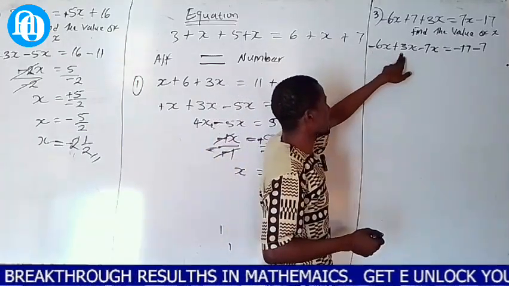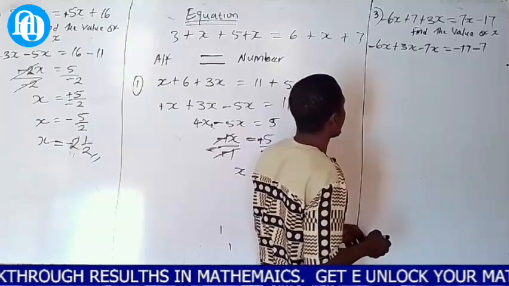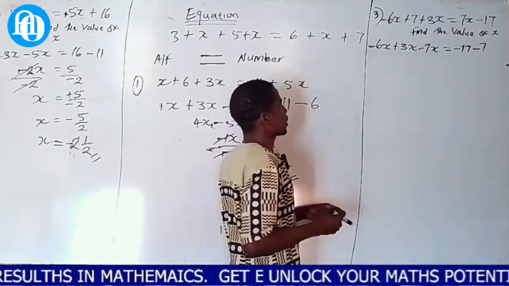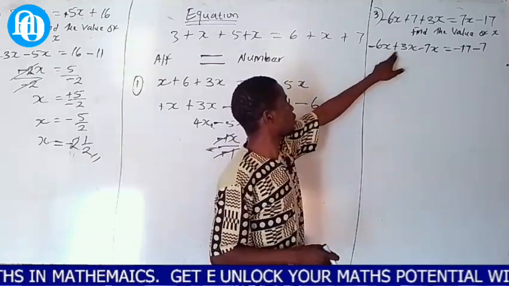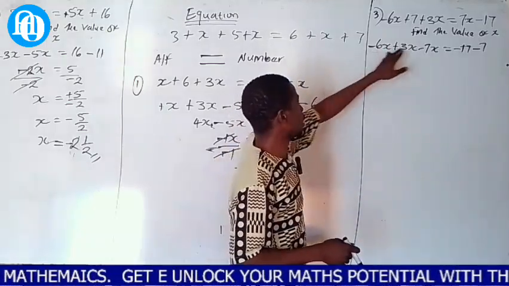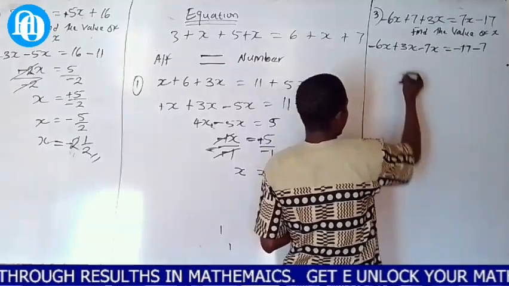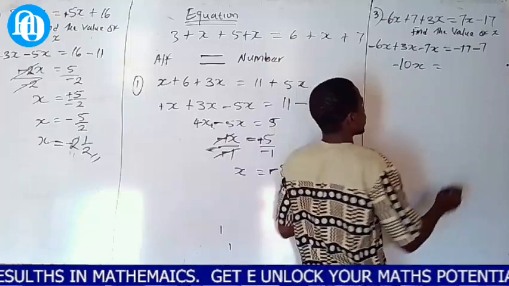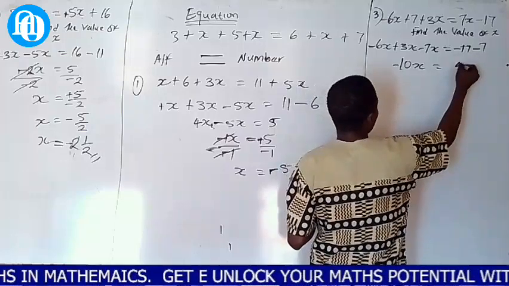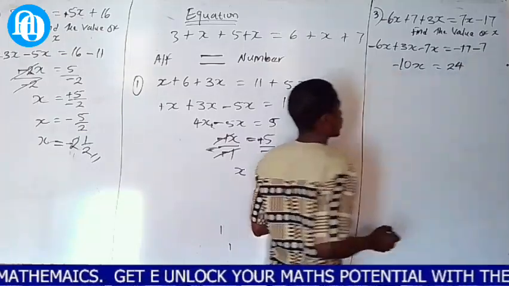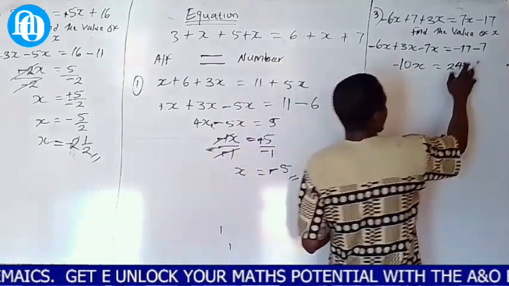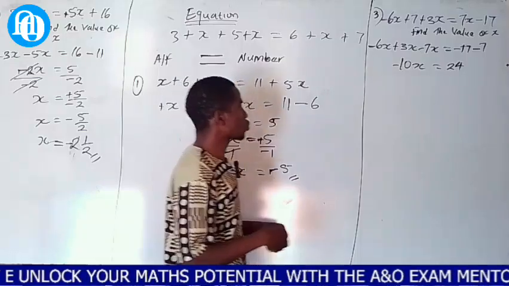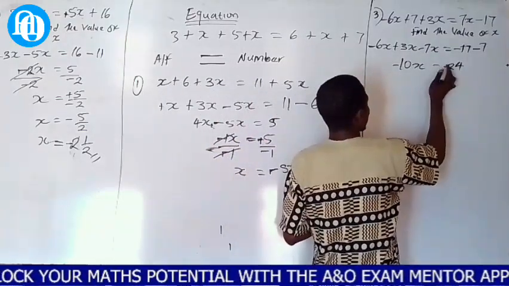Now, what can we do with this one? Minus 6 plus 6 minus 7. What is the answer? Minus 6. This one is 3. And add this with this one, it will give us 10. Minus 10x. Now, this one, minus will give us 4 and 2. That's 24. The answer is minus 24.